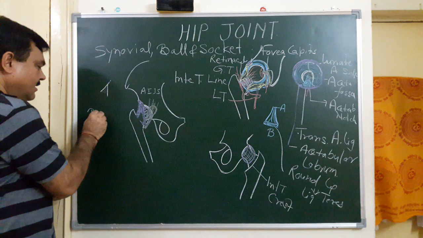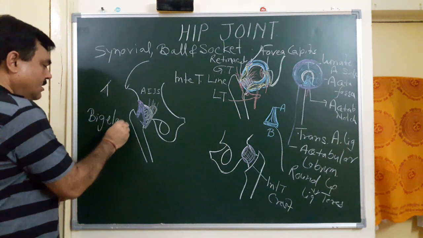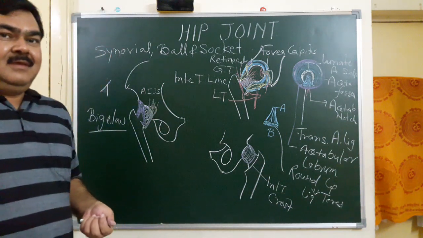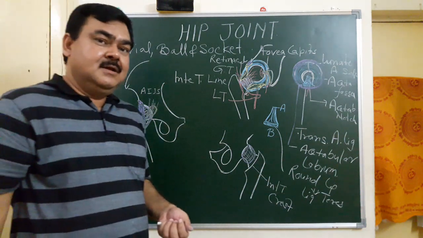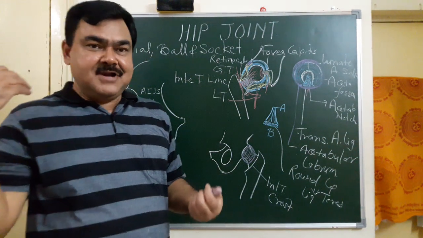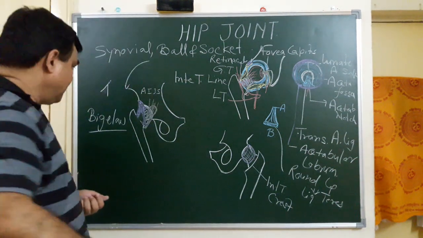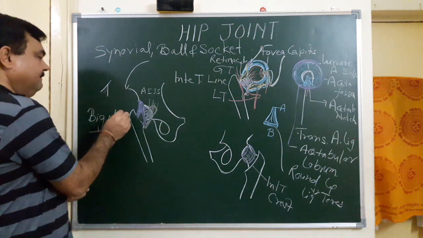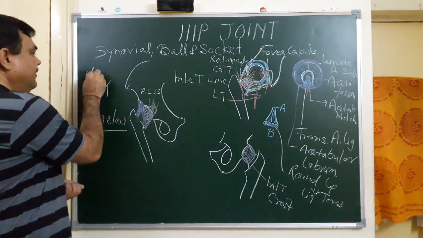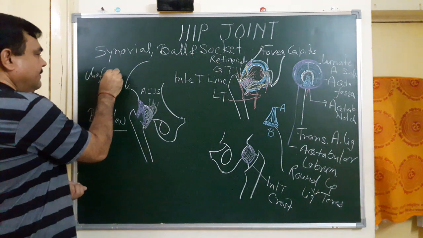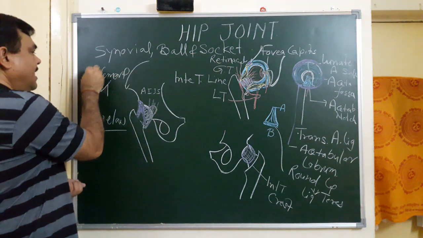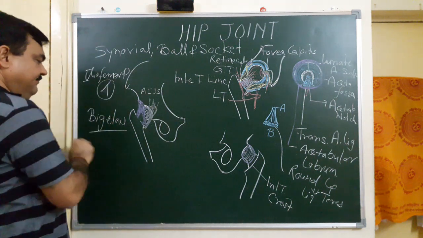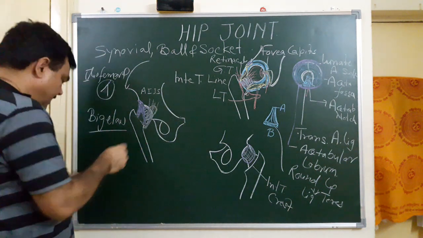The ligament of Bigelow is one of the strongest ligaments in the body, and it prevents backward falling of the trunk. It holds from the anterior side, like this. This is the iliofemoral ligament, or ligament of Bigelow. It is an inverted Y in shape.